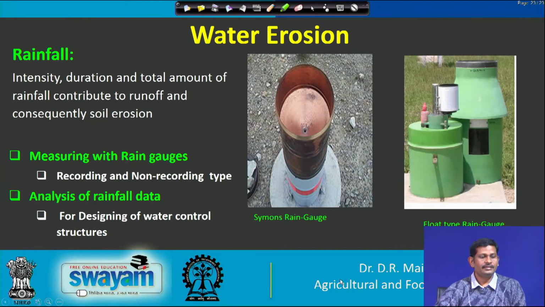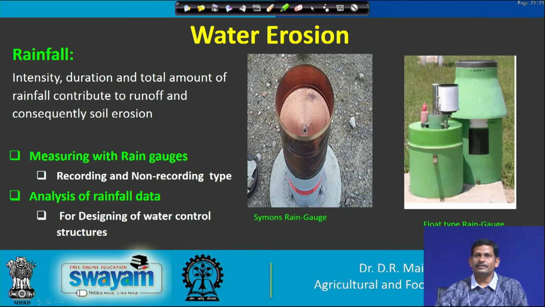And then the next is, in this case there are two parameters that are very important. One is the rainfall as well as the runoff. The rainfall is very important because in order to understand the gully control measures, we should know how much rainfall intensity or total amount of rainfall is taking place in that particular area. So, that will lead to runoff.